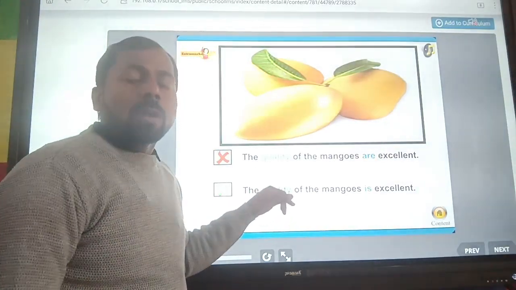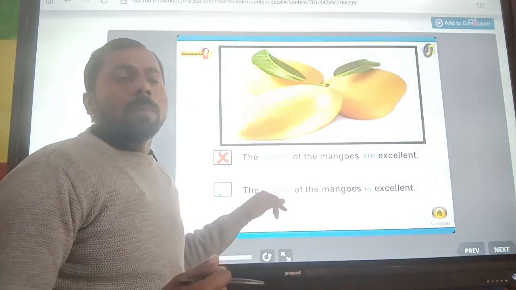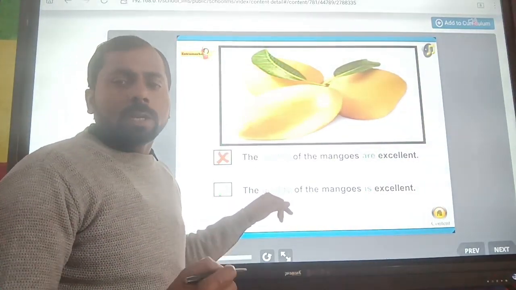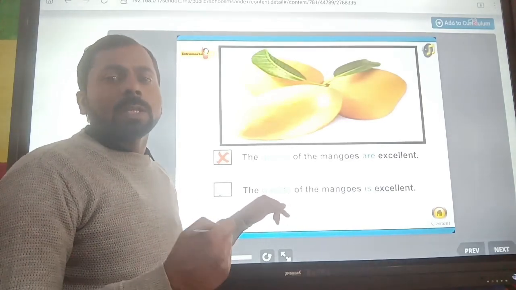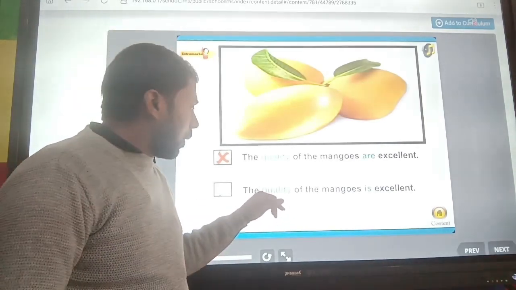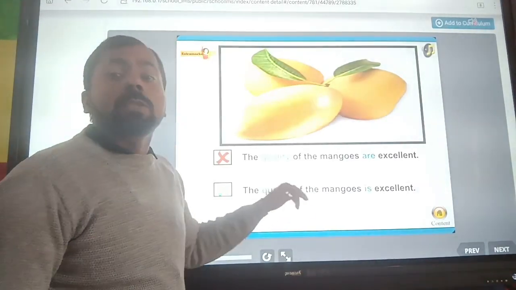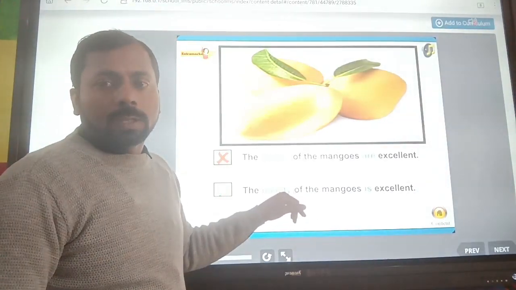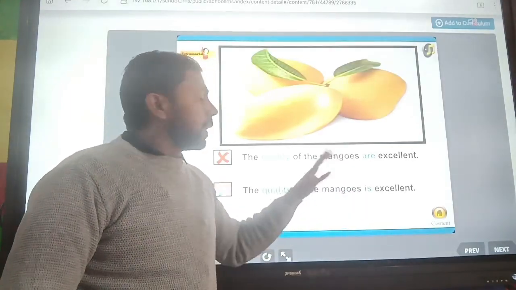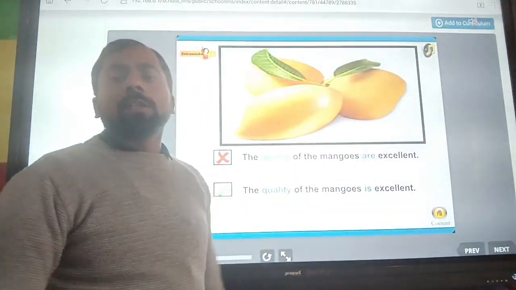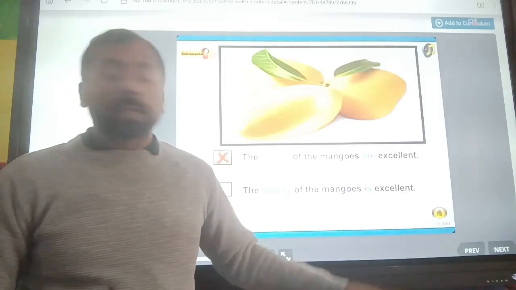And you all know that wherever we write any kind of uncountable noun, we always use it as a singular number. So quality refers to a singular number subject, so we have to use a singular number verb here. If we use are, then this sentence will be the wrong sentence.